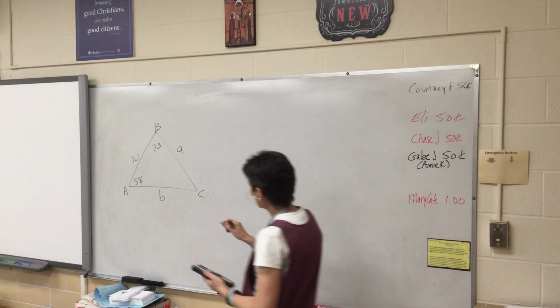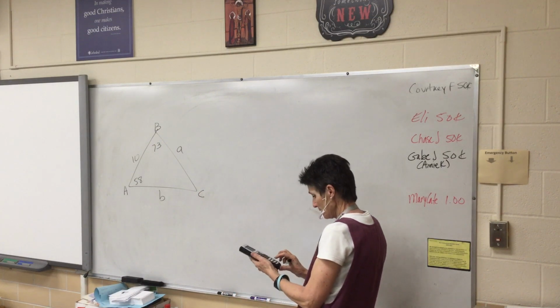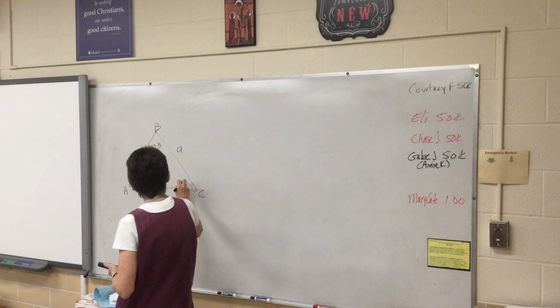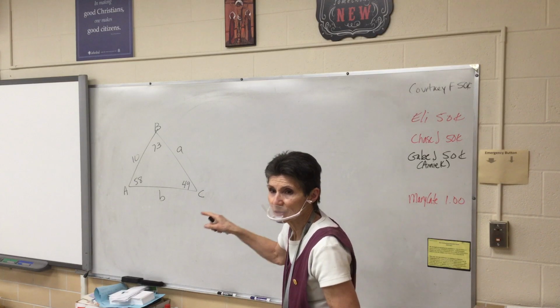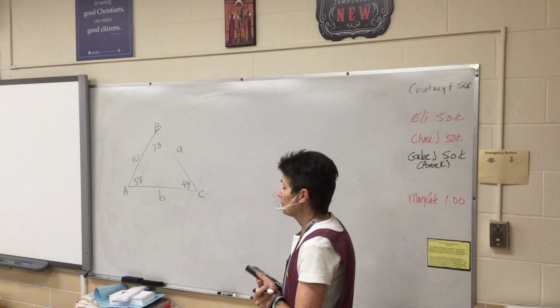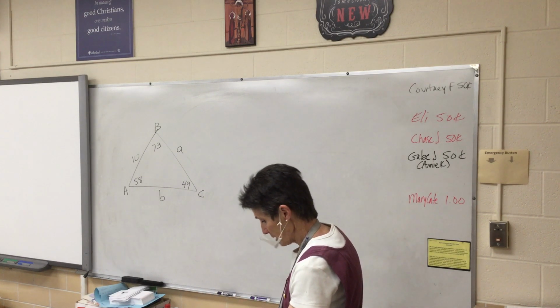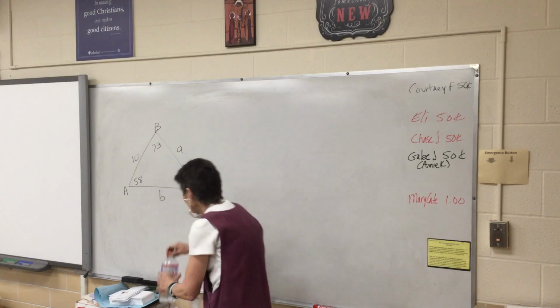Okay, we can find angle C by subtracting 73 and 58 from 180. So it's 49. There's the easiest point you could ever get, guys. Don't mess that up, okay? Everybody does that. Fill in that blank. Okay, now you're going to need to decide, am I going to use the law of sines or the law of cosines? How do you know?